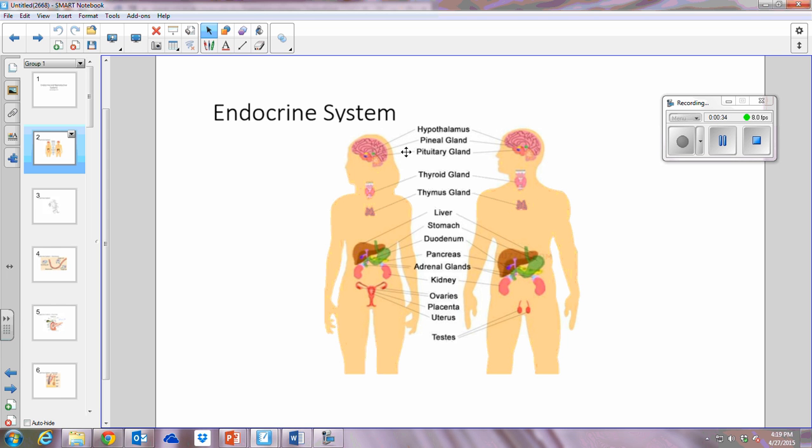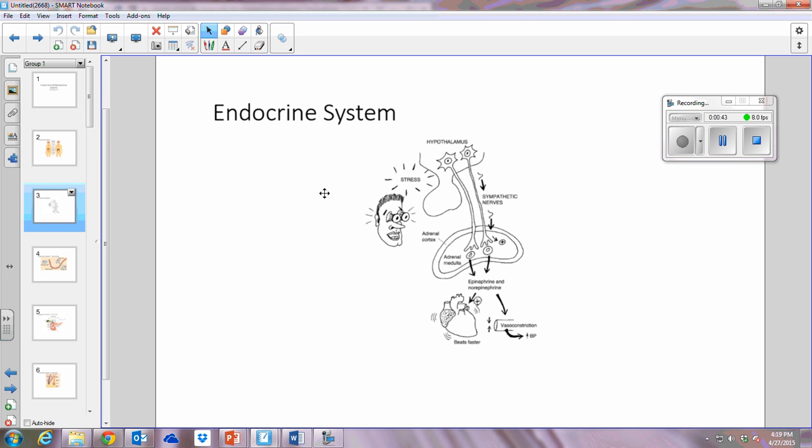The brain sends a signal, says this is how you're supposed to function, this is what you're supposed to do, and each one of those glands has a particular function, and we'll look at those. All right, so how does your endocrine system function?